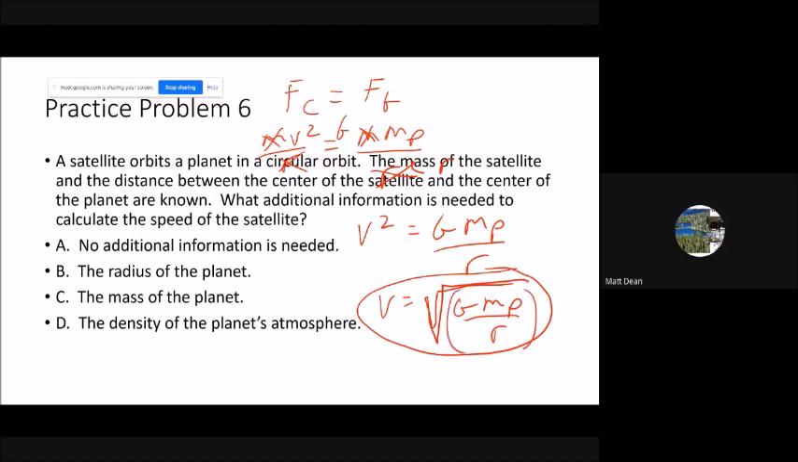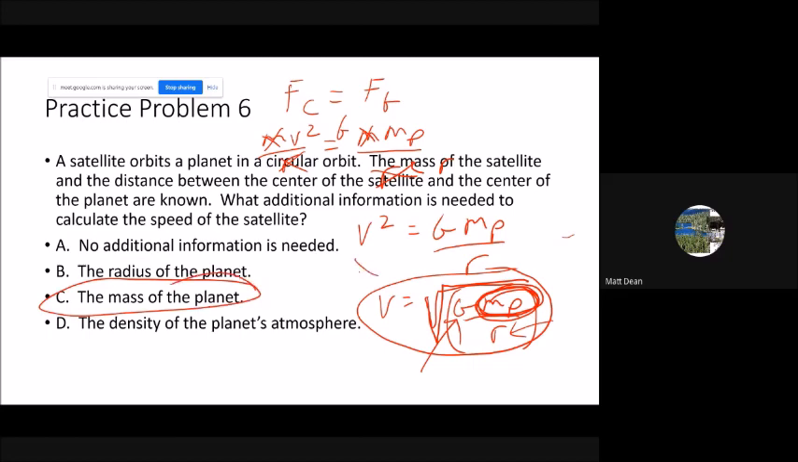So if you look at this equation, it says we know the mass of the satellite. We know the distance between the centers of the two objects. So that's this r. Big G is the universal gravitation constant. Well, that's on your formula sheet. So you got that. What you don't know that you need to know to calculate the velocity is the mass of the planet that the object is rotating around. So our answer here would be C.